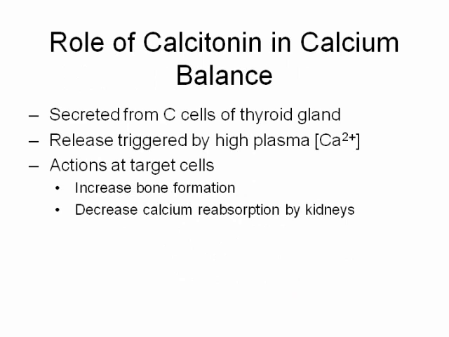So calcitonin, it's secreted from C cells of the thyroid gland, and its release is triggered by high plasma concentration of calcium. So calcitonin is going to have the opposite effects of parathyroid hormone because it's stimulated by the opposite changes in calcium concentration. Calcitonin's action at target cells is to increase bone formation. This is a way of taking calcium out of the plasma and putting it into the bone and decreasing calcium reabsorption by the kidneys.